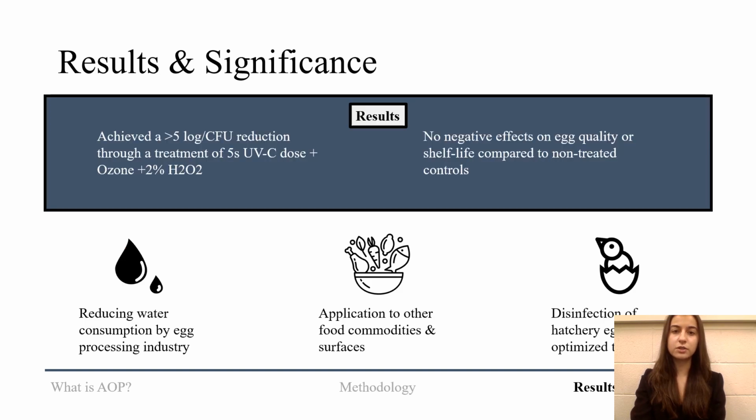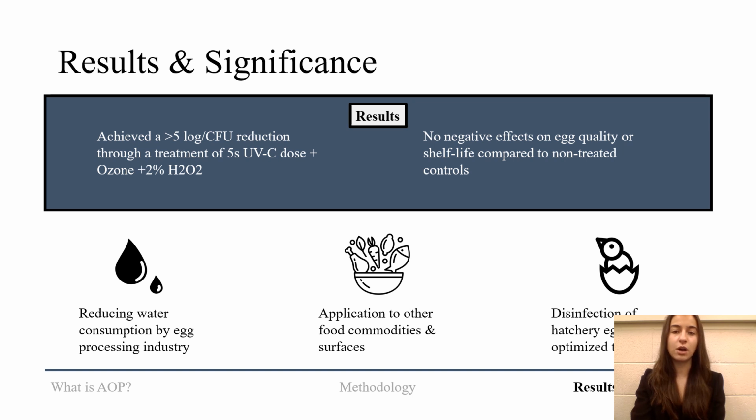Using response surface methodology, it was concluded that the optimal advanced oxidation process treatment to disinfect the shelled eggs from Salmonella enteritidis consisted of a 5-second dose of UV and ozone with 2% hydrogen peroxide. Here the treatment was able to sustain a greater than 5 log per CFU reduction of the pathogen.